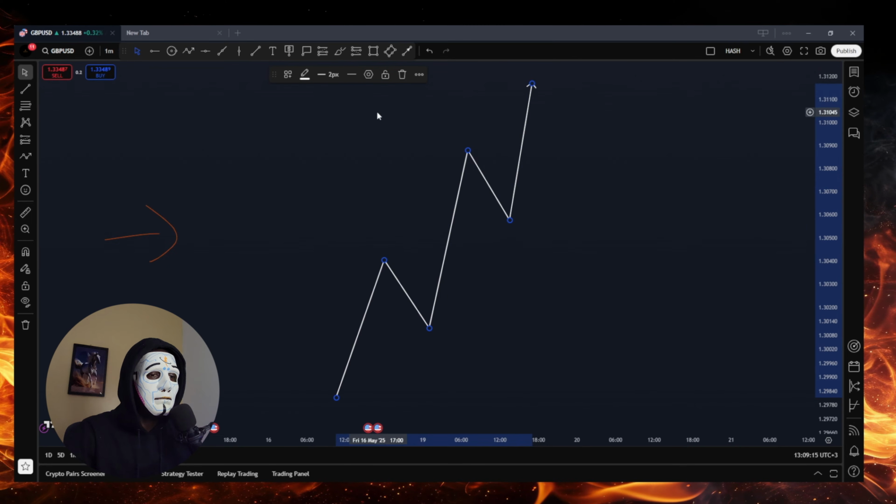These movements have different names. We can call this move from this point to this point an impulse. This is an impulsive move.